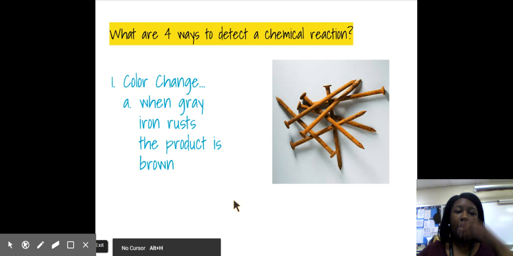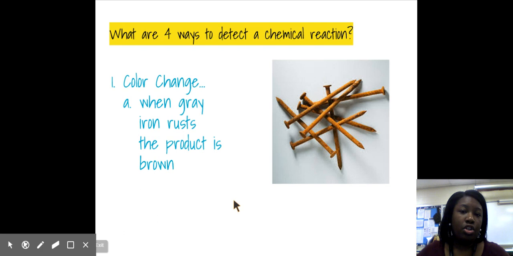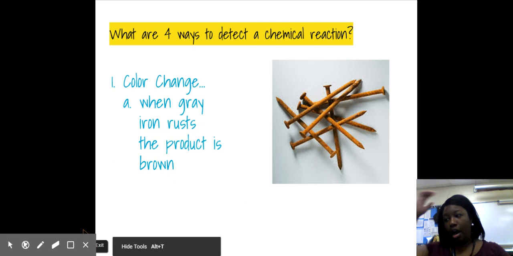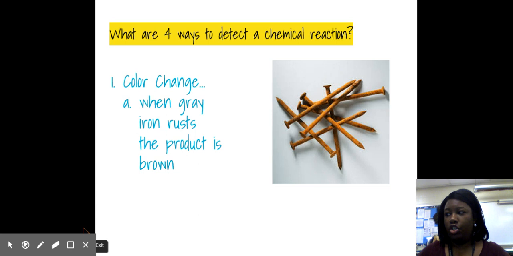So there are four ways to know that a chemical reaction is occurring. The first way is a color change. Now I want you to think of a color change like adding food coloring to water. That is not a chemical change. That's a physical change because it's still water. It's just whatever color you made it, blue, green, purple, orange, red, whatever color it is, it's still water.